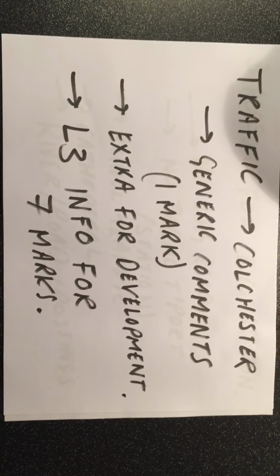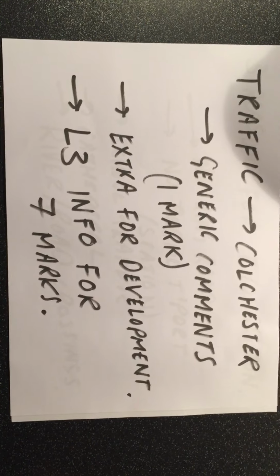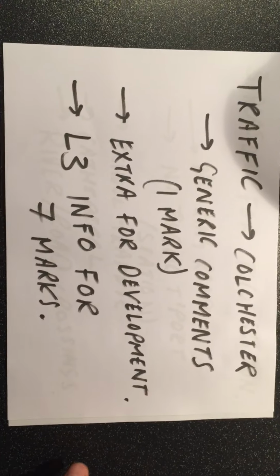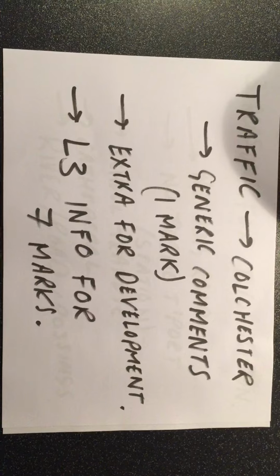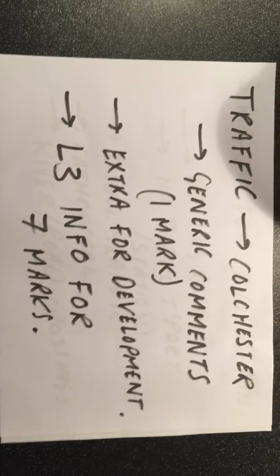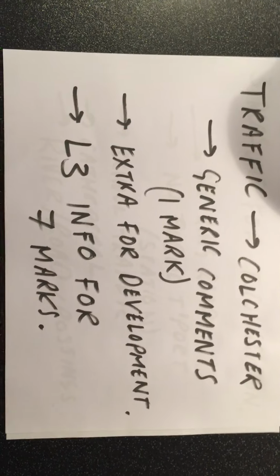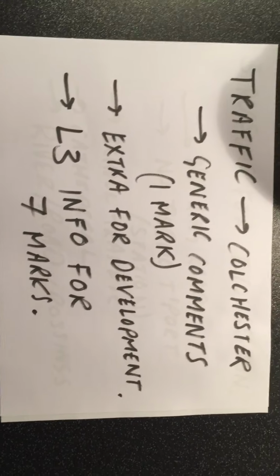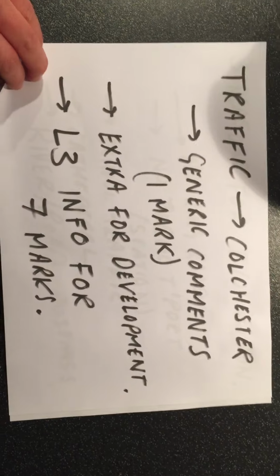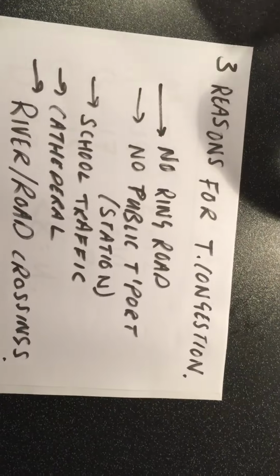And that's where your level 3 information goes in. So you could have said something along the lines of, they've built multi-storey car parks outside of the city centre, such as St Mary's car park. The reason why they've done this is to encourage people to walk around the city and reduce the amount of traffic flowing through the CBD. And that would allow you to access the top marks.